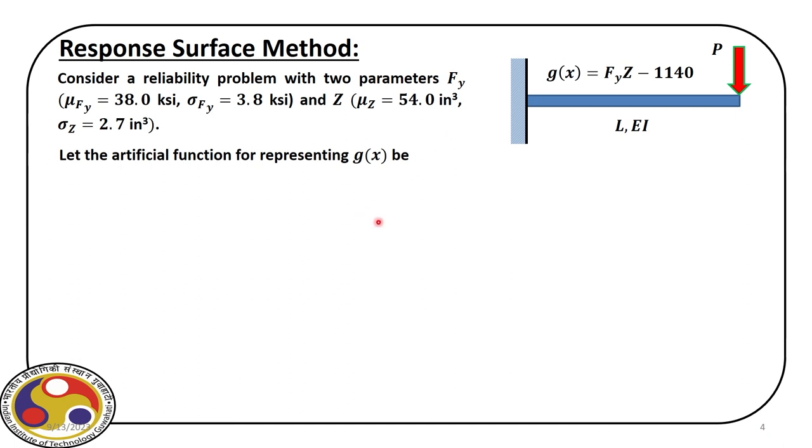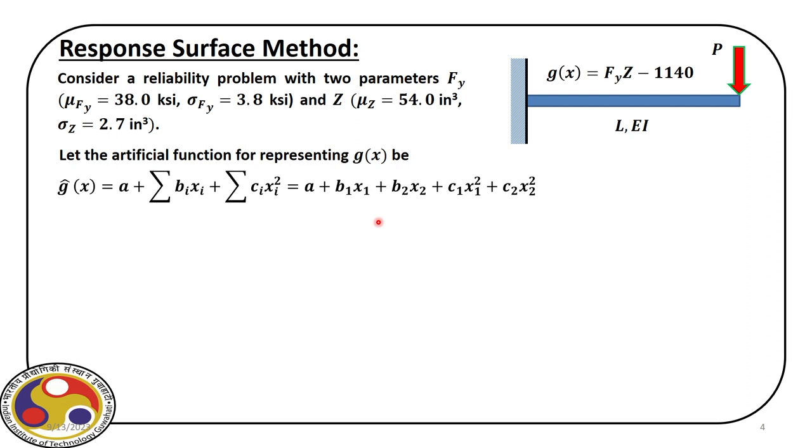implicitly defined. So in this case, we propose a quadratic expression. You can see on your screen. So we put G hat. G hat means the original limit state is G. So we put G hat, which will replace this original expression, because we propose an expression A plus B1 X1 plus B2 X2 plus C1 X1 square plus C2 X2 square. So it is a quadratic equation in terms of X1 and X2, and it has certain coefficients. In this case, how many coefficients we have? We have A, B1, B2, C1, C2. So altogether 5 coefficients we have.